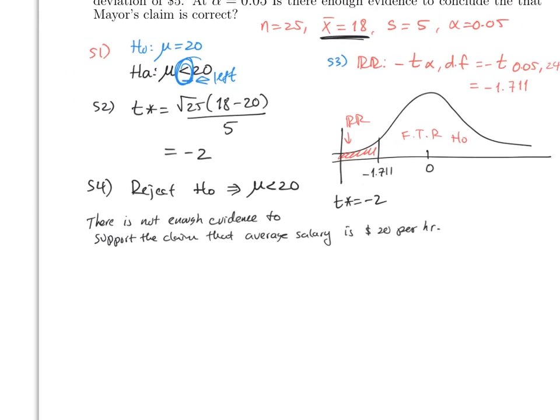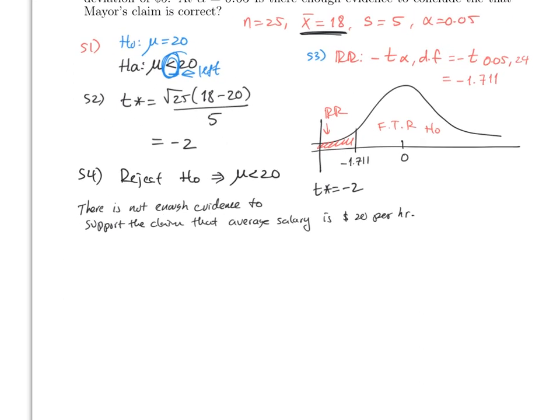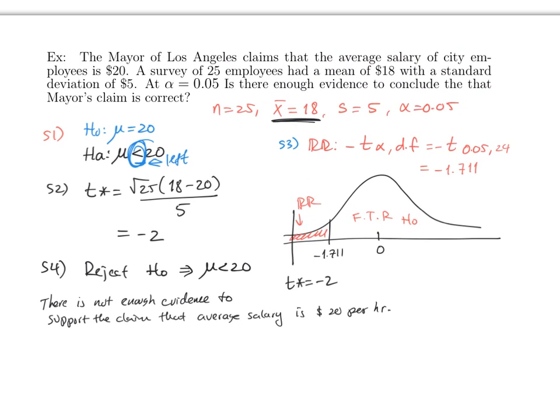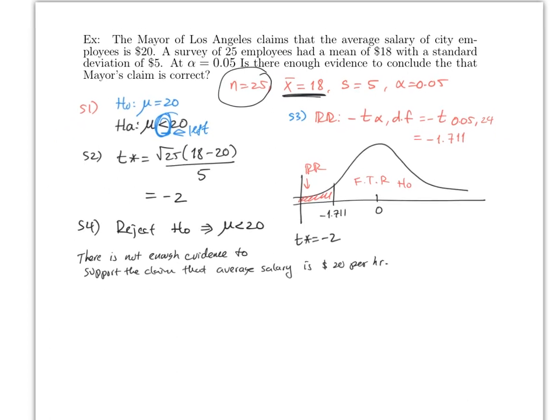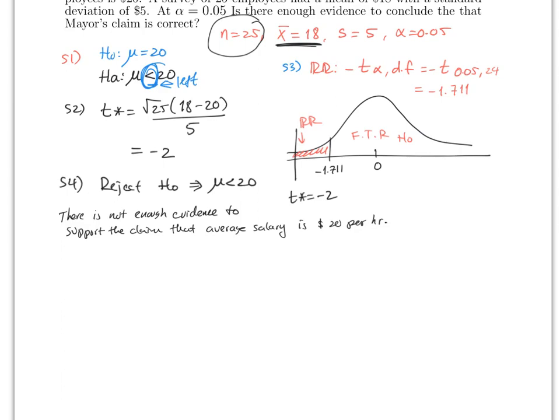All right, so now the p-value gets, yes. The 24, can you show me how you got that? Yes, n is 25, right? N is 25. So the degrees of freedom is n minus 1, okay? All right, any other questions?